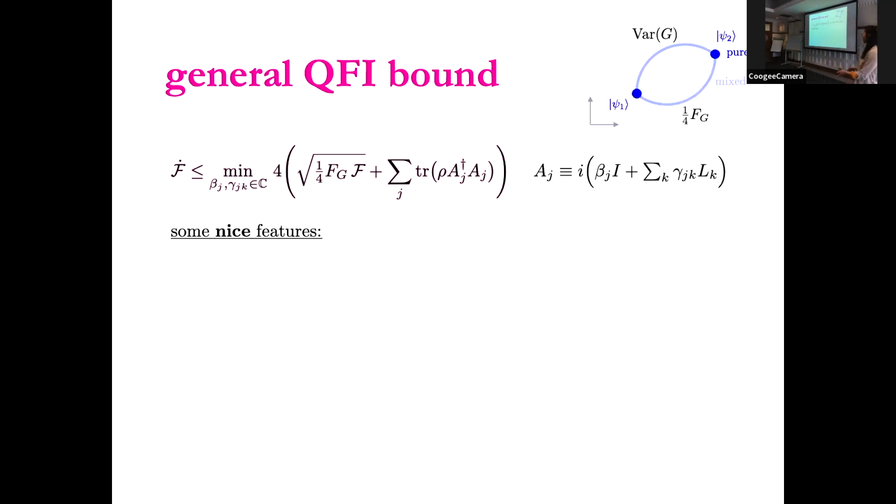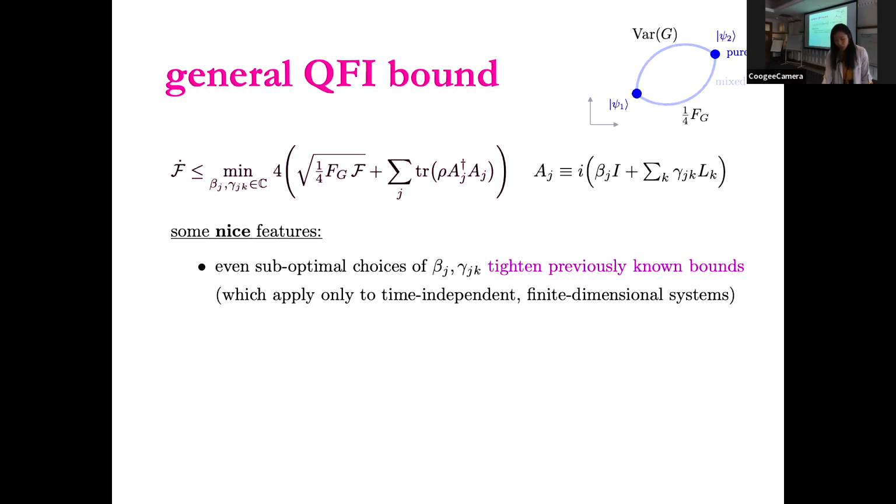Okay, another thing that can make this bound look abstract is this optimization over the beta_J and gamma_JK coefficients. And also these coefficients are allowed to vary with time as well. So for some systems of interest, it turns out you can actually do this optimization analytically. In general, you can always try to do the optimization computationally. But in fact, it turns out that even simple, potentially non-optimal choices of these coefficients actually give rise to general bounds on the QFI that are tighter than any bounds in previous work.